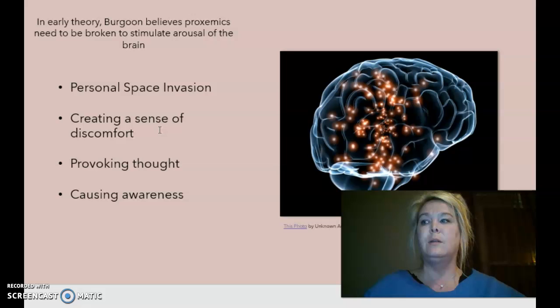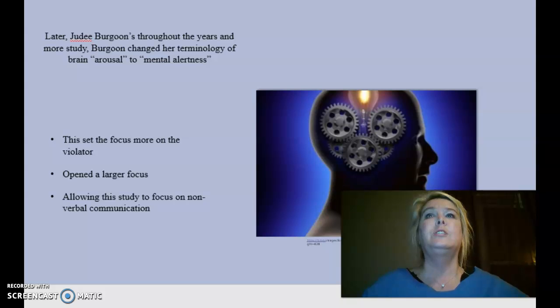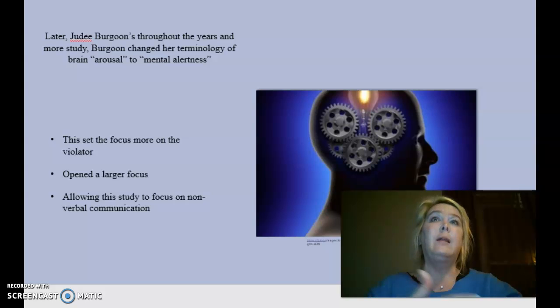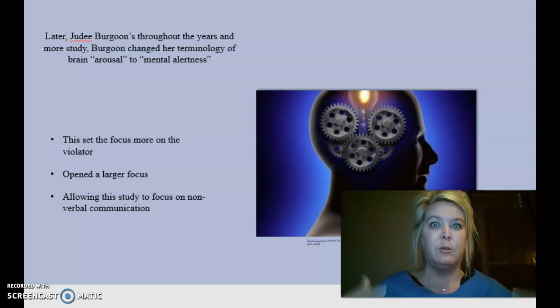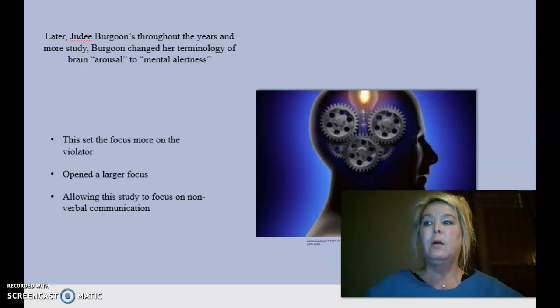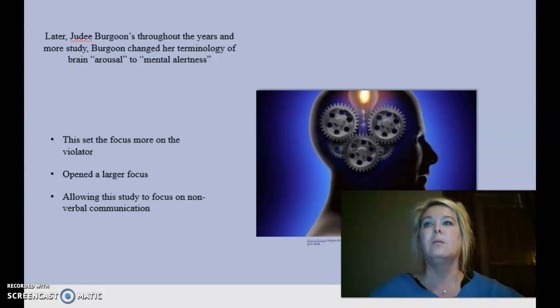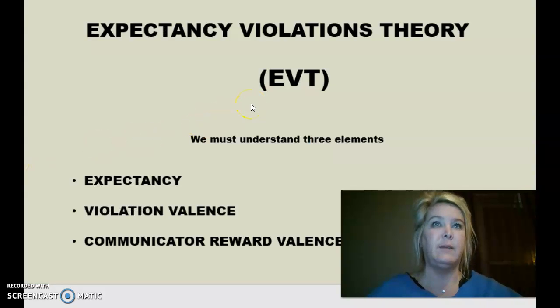This can cause them to review what they think about relationships, and later in studies through the years, she changed her terminology of brain arousal to mean mental alertness, which set a more narrowed focus onto the violator. That opened it up to a larger focus, because now this allowed them to focus on nonverbal communication as well, realizing that this could not only take place during a spatial interaction, but also via nonverbal communication, which broadly opened it up. So this became the expectancy violation theory.